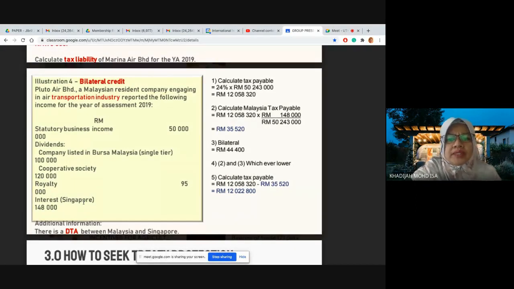Income from cooperative. So kat sini you ada apa? 550,243. 243 comes from 148 plus 95, kan? So means that the 120 is exempted, isn't it? Nak kena kira balik. 50 is the business income. Dividend from company listed in Malaysia is final. Cooperative society is exempted. And then you have 95 royalty plus interest 148. So you dapat 293.